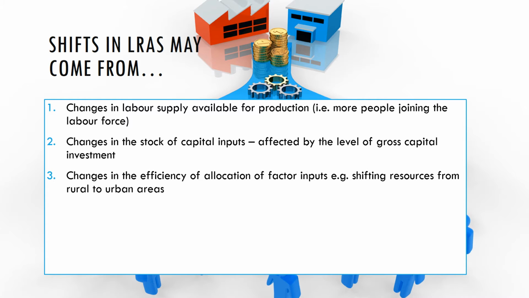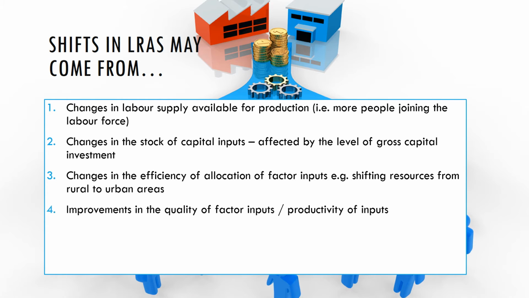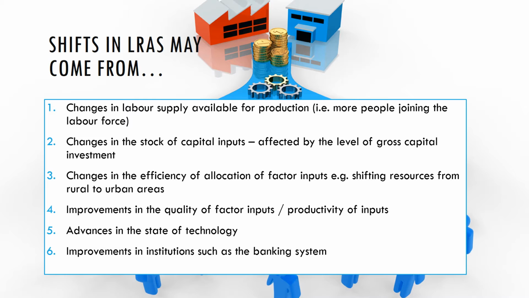Changes in the efficiency of the allocation of factor inputs. So for example, shifting resources from rural to urban areas, maybe labour is more productive in an urban area than a rural area. That would increase the potential level of output. Improvements in quality of the factors of production, advances in technology, and maybe improvements in institutions such as the banking system, enabling more investment to take place.